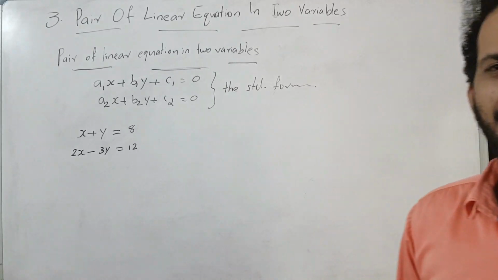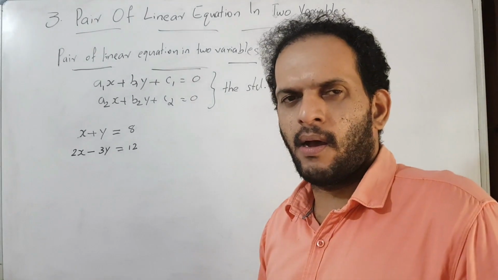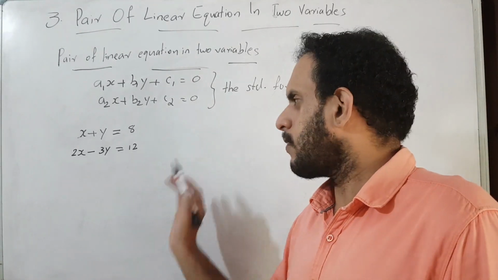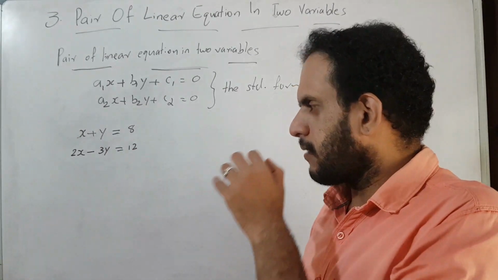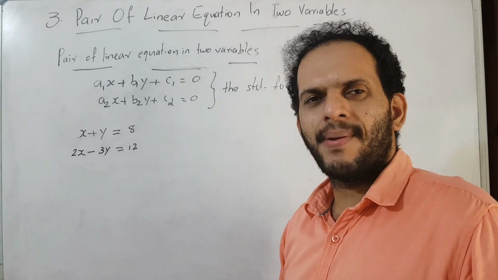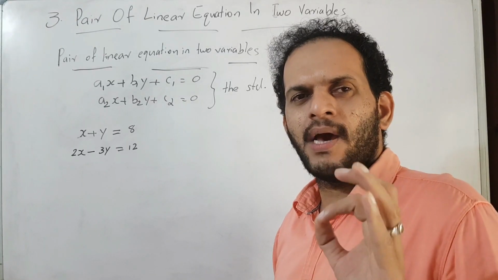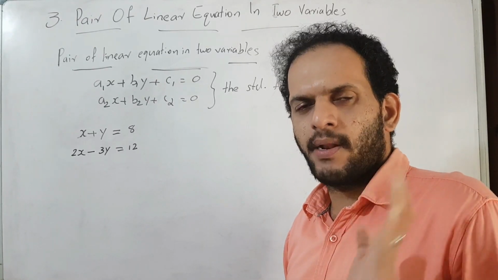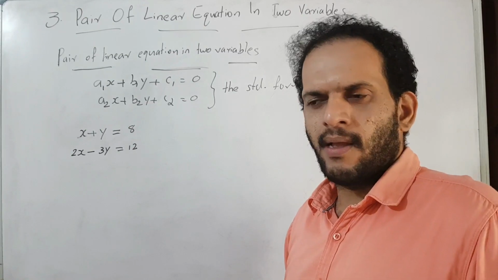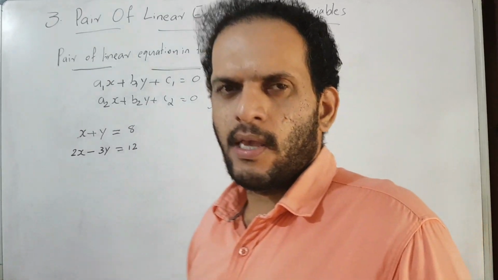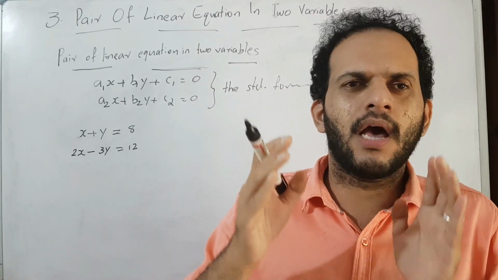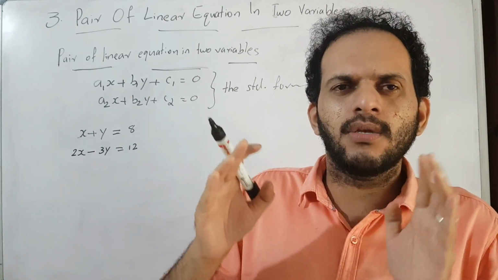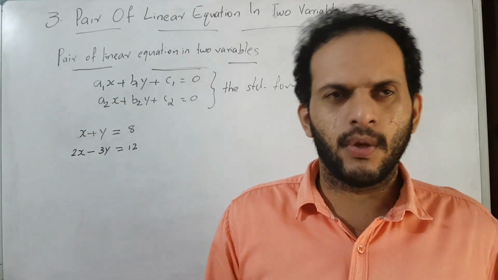Okay, for representing the graphical form, we do not require transposing or making the standard form. Then how do we represent this pair of linear equations in the form of a graph? That is the idea. Whatever we did in the case of a single linear equation, we do the same here in the case of a pair of linear equations.